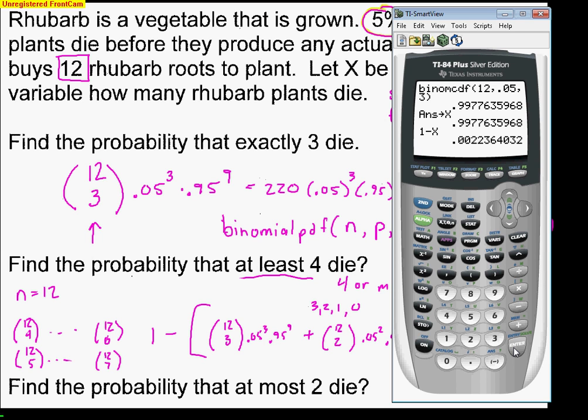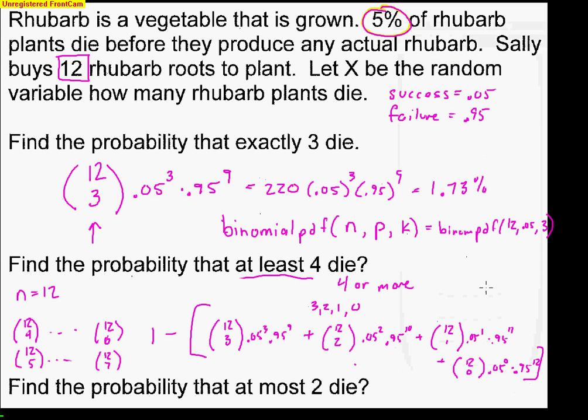Stat wizard off. So the chance of 4 or more dying is 0.002236. You might say, wow, that's really, really low. That's 0.22%. So the answer to this question is 0.22%. Why is that so low? Well, think about it. There's only a 5% chance that one of them dies. So having 4 or more die would be pretty rare.